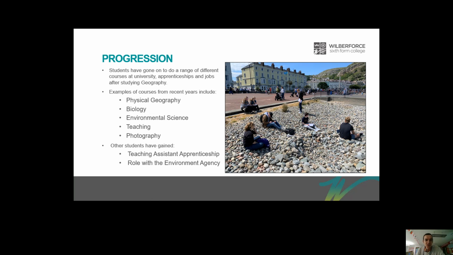In terms of progression, we've had students go on to a wide range of different things from having done geography. Students have gone to do geography at university, have gone on to do environmental science. We've had some students going to do teaching, whether it be primary or secondary, had some students do photography as well. But it's not always just about going to university. I've had students go on to do different apprenticeships, had someone who got a role at the Environment Agency, other people have gone straight into other paid employment as well.